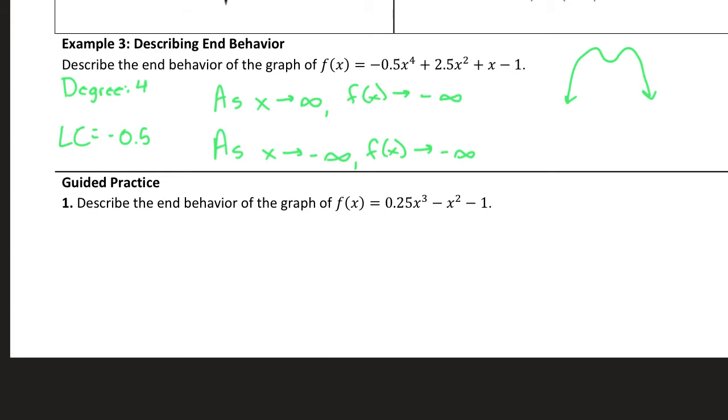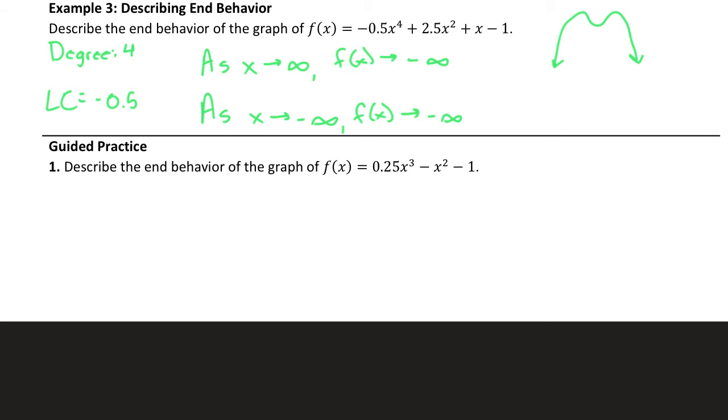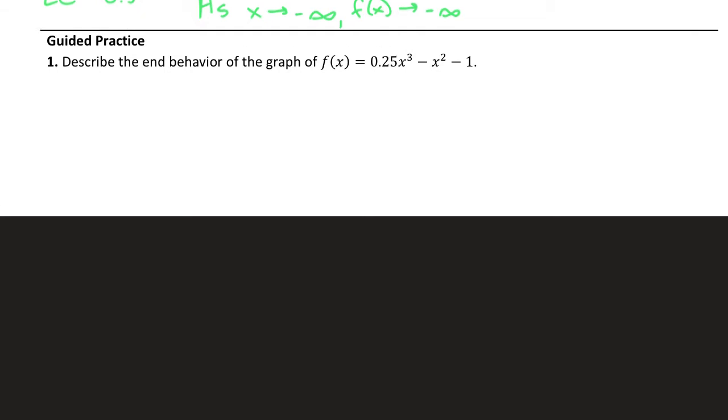Okay? So in the guided practice, maybe pause the video and try that one on your own, and then I'll kind of describe it. But it helps to write the degree and leading coefficient. Okay, so for the guided practice, the degree of this function is 3, so it's got an odd degree. The leading coefficient is 0.25, meaning that it is positive. So if we go back to the top, we look for odd degree, positive leading coefficient. That means our function is going to look something like this.